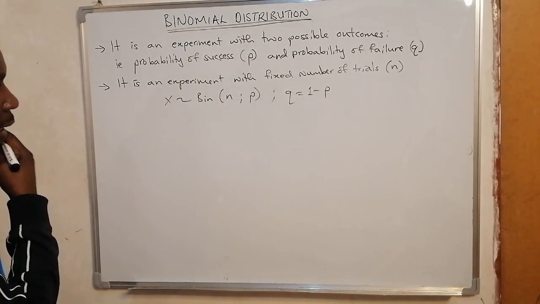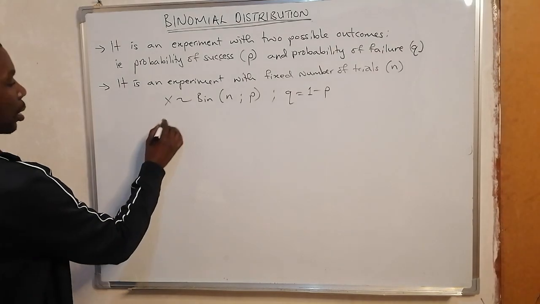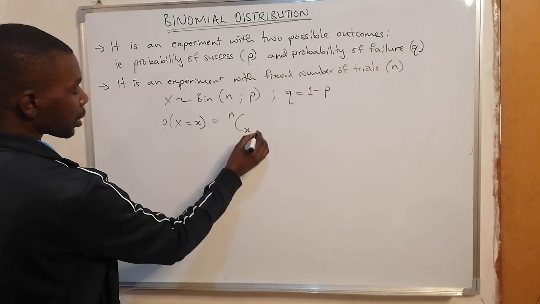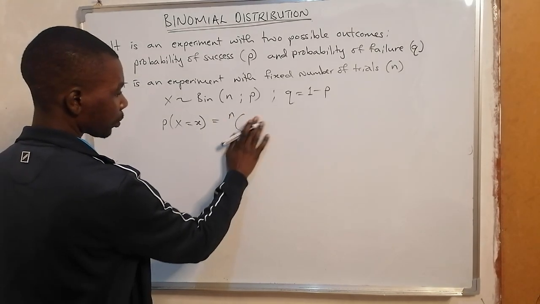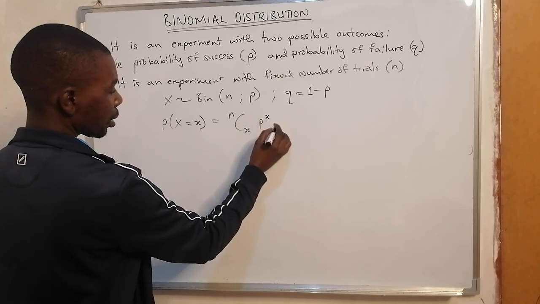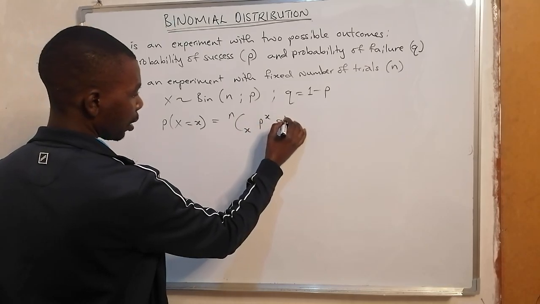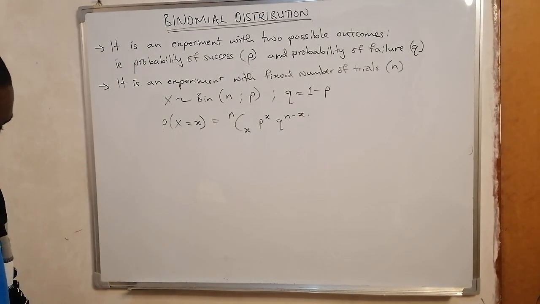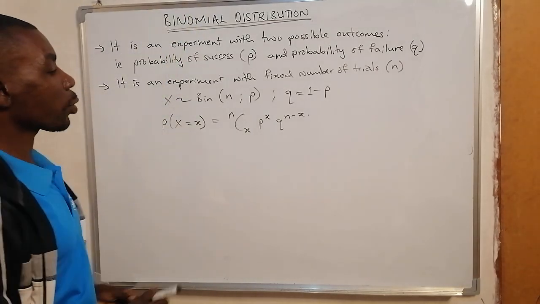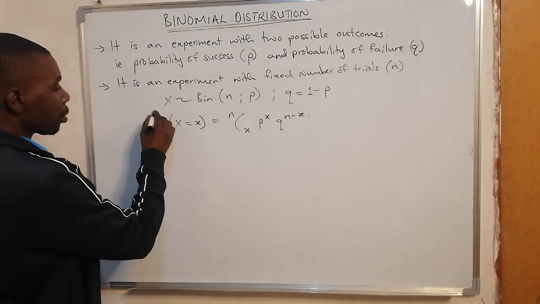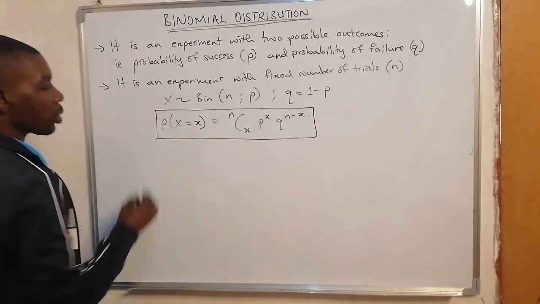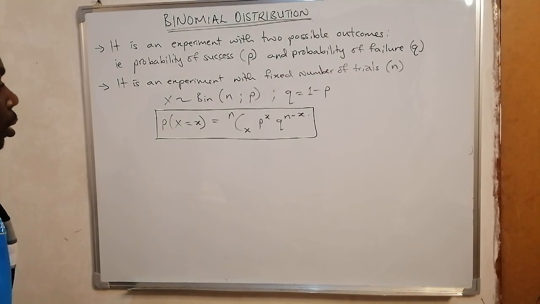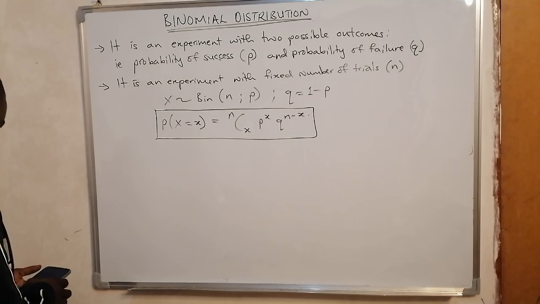So the general formula for probability, P of X equals x, is given by N choose x times P to the power x multiplied by Q to the power N minus x. So this is the formula that we are going to use for probability when using binomial distribution, right? So let's have an example for binomial distribution.